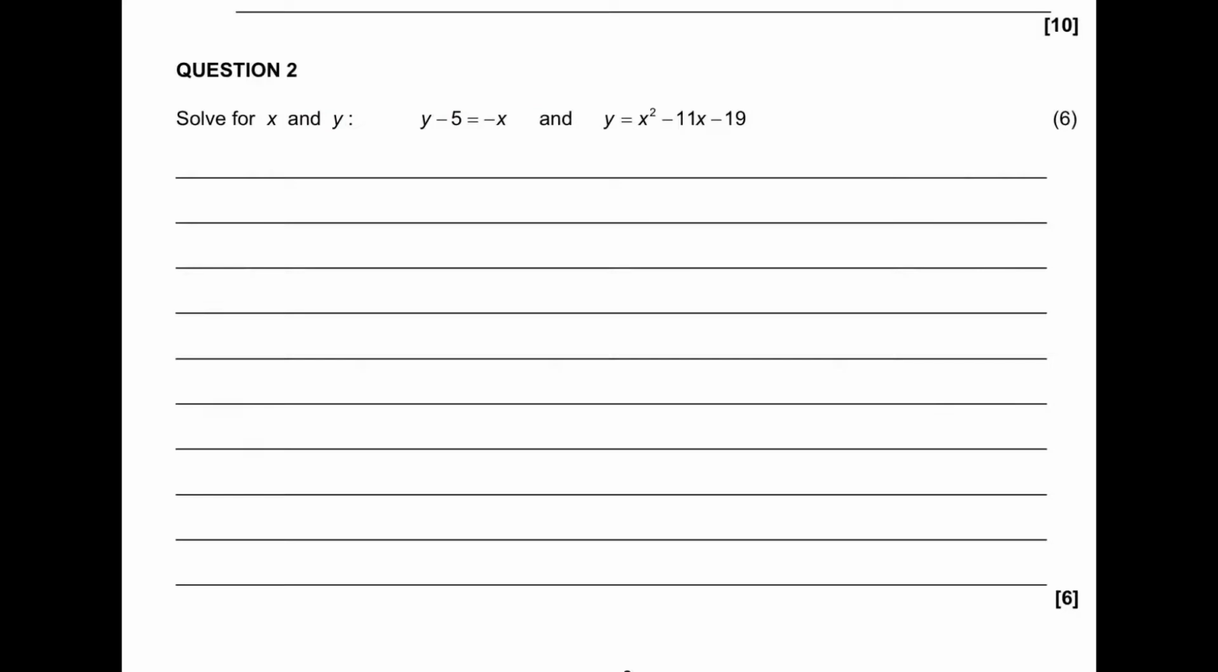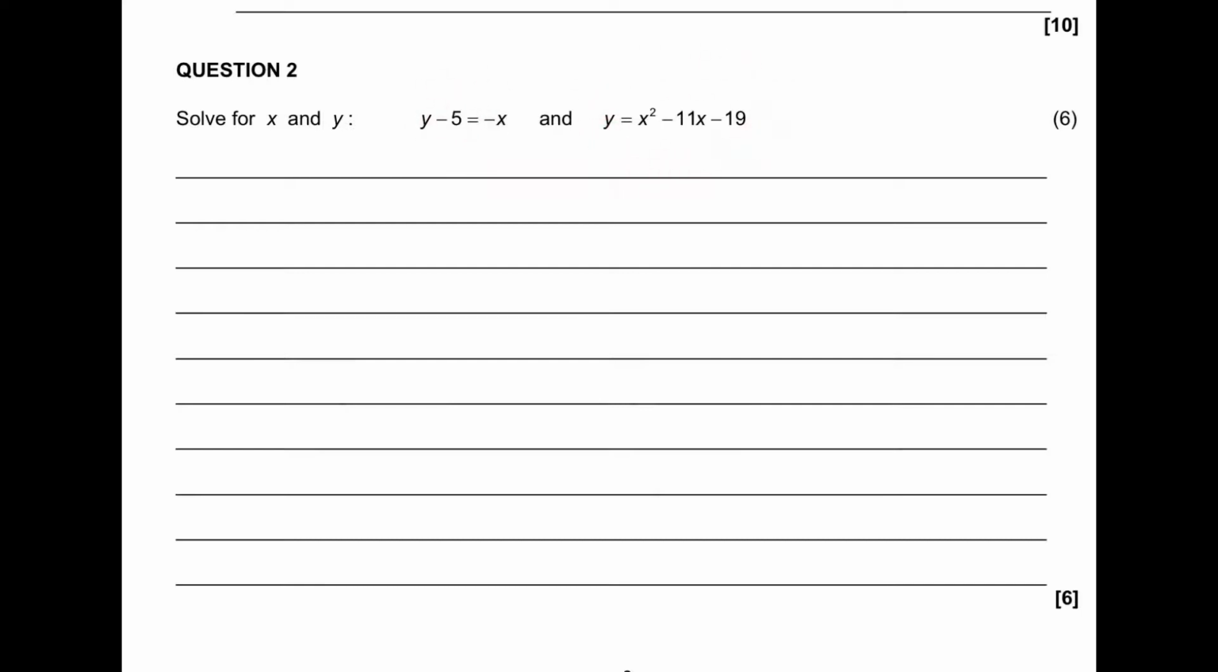All right, question 2. Solve for x and y. y minus 5 equals negative x, and y equals x squared minus 11x minus 19. Right, so what I'd like you to realize here is that you've got a straight line function, and you have a parabola.